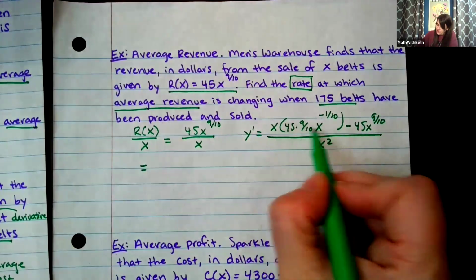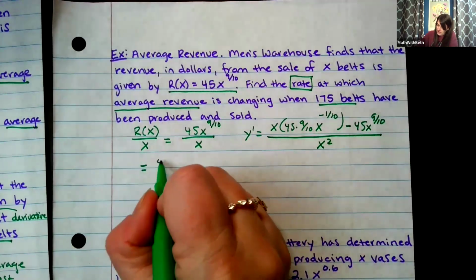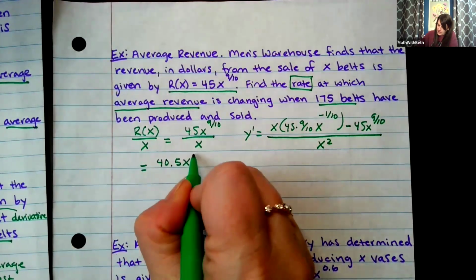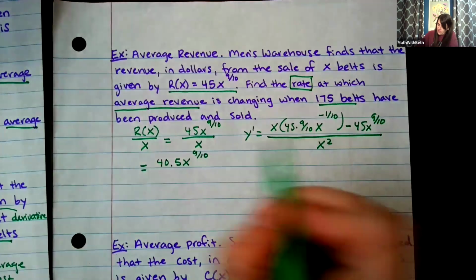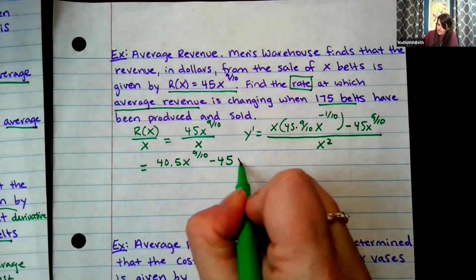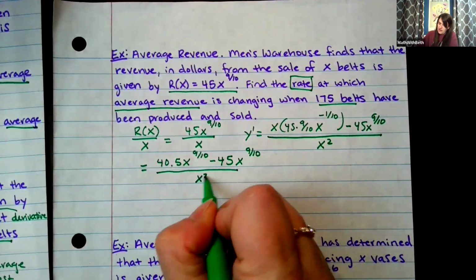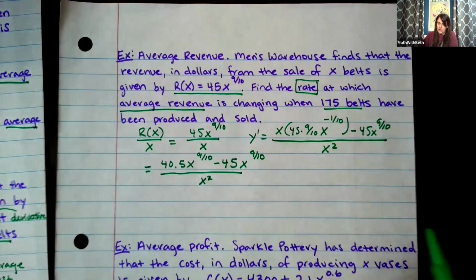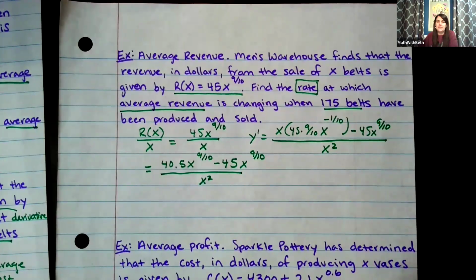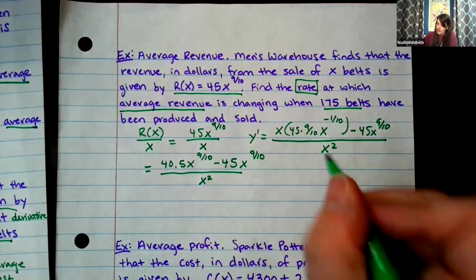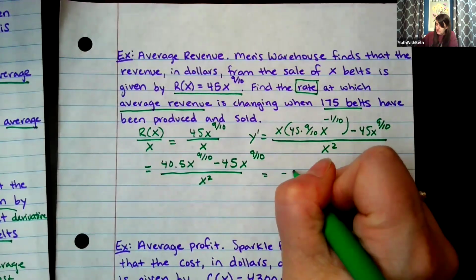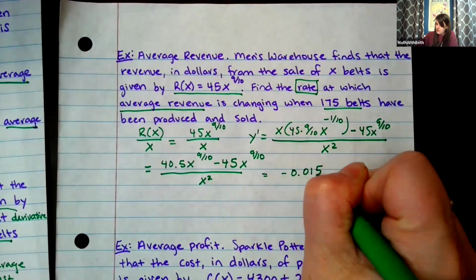So again, I can do some of the math here to make it a little nicer before I put it in my calculator. But basically, you're going to make it as nice as you can, and then you're going to go ahead and plug in the 175 for the x's. And in this case, you should get something around this.